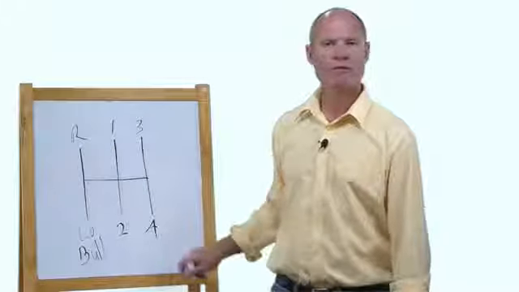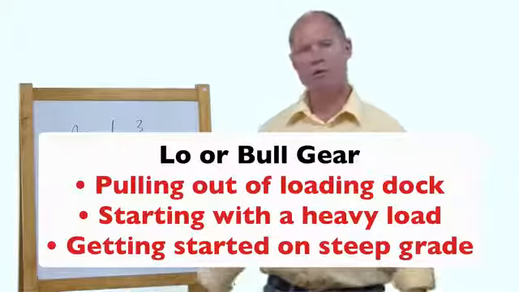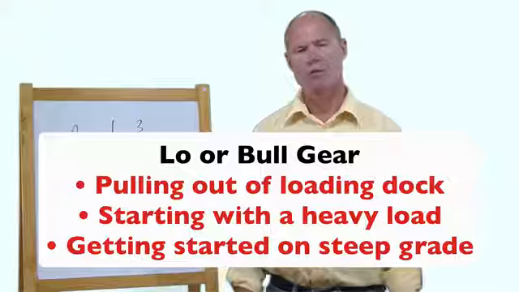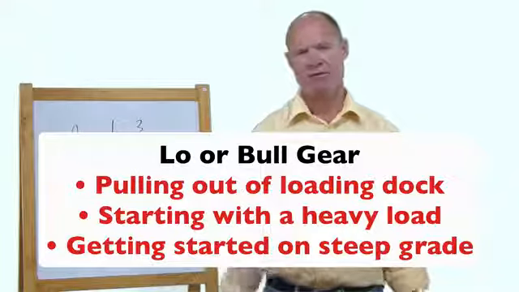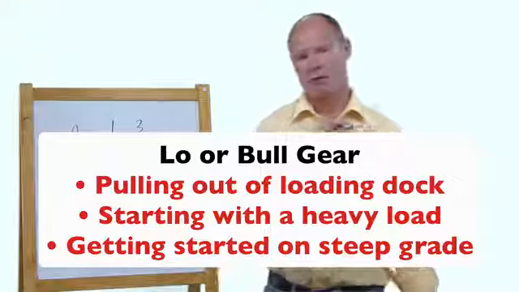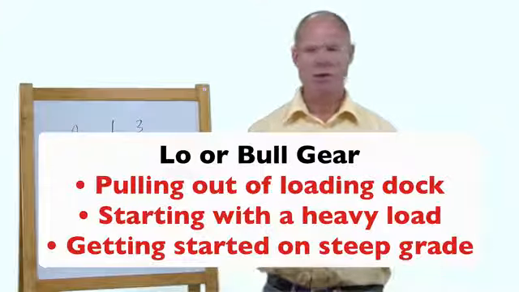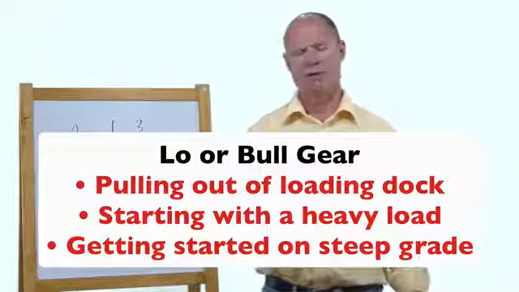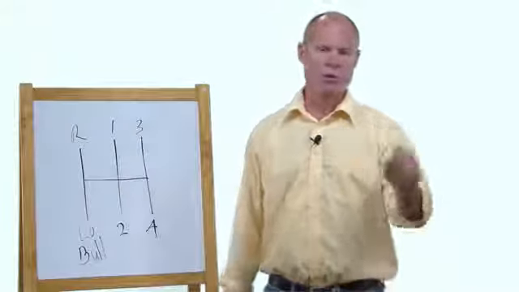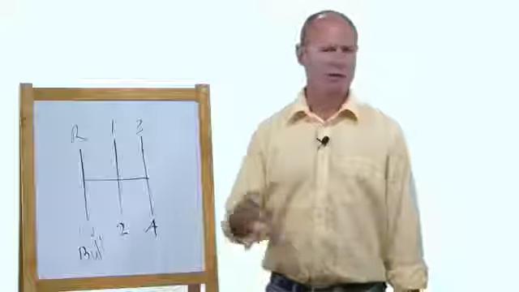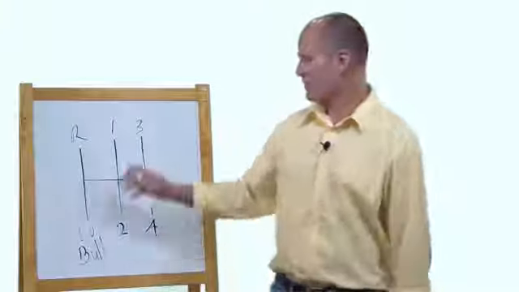1, 2, 3, 4. The only time you're going to use low is if you're starting off with a really heavy load, set of Super Bs at 140,000 pounds or 63,500 kilograms, or you're pulling out of a loading dock and just need to go slow, hooking up to trailers and those types of things where you need a bit of control and you use low gear, or you're starting off on a really steep grade and just trying to get the truck going. But for the most part, you're just going to use first gear.